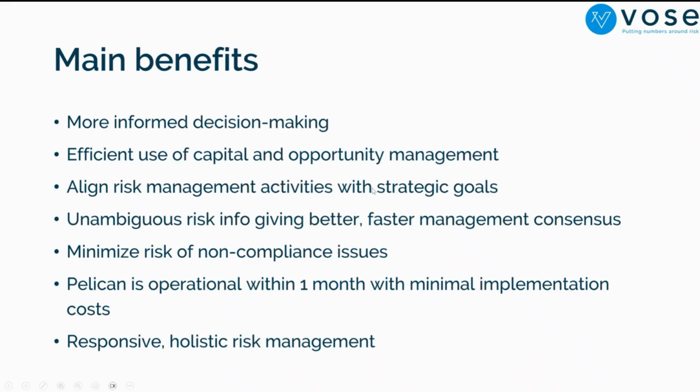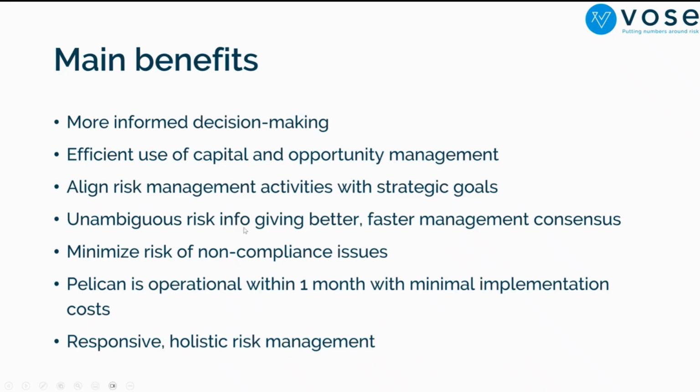And the main benefits you're getting from Pelican is that the users are expected to make more informed decisions, because they have data to support their decisions. Efficient use of capital and opportunity management: you spend money on controls and mitigations that are more cost effective. You can align risk management activities with strategic goals because you can link risks to the goals and see how each of the risks is affecting those strategic goals.